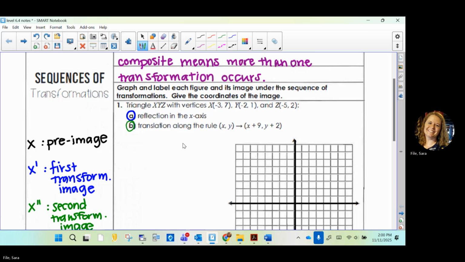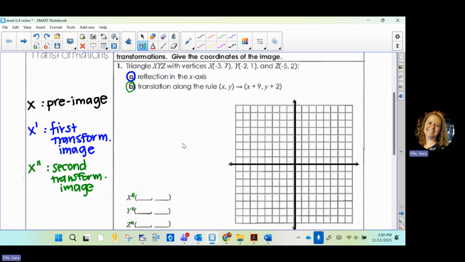So the first method I'm going to show you with number 1 is graphically. If you prefer to graph and use the points and work on your coordinate plane, this is going to be the method for you. And then on number 2, I'm going to show you a more algebraic approach where you don't have to graph. If you don't like graphing, you'll probably like the approach we do on number 2 better.